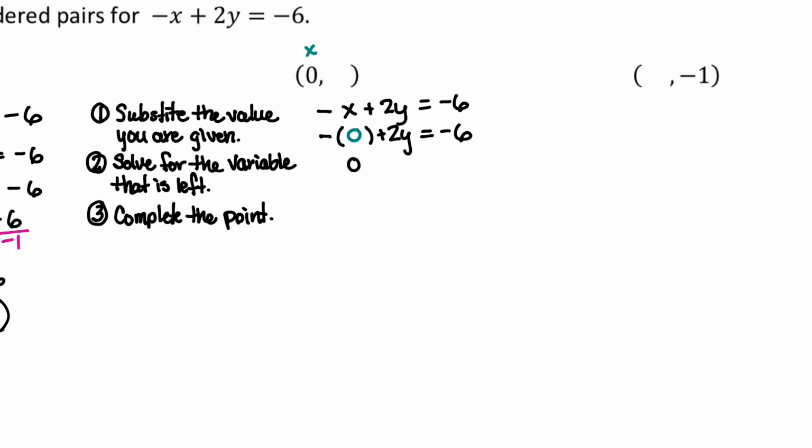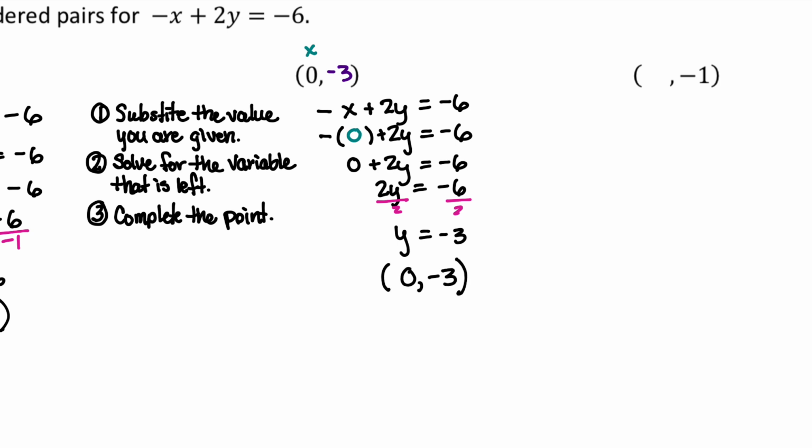So 0 add 2y equals negative 6. 0 plus anything is the anything, so 2y equals negative 6. Divide by 2, and we get y equals negative 3. And again, you could just write the negative 3 up top, but I'm going to rewrite the entire point down at the bottom. In Canvas, you'll just put it in the blank, right? Okay.